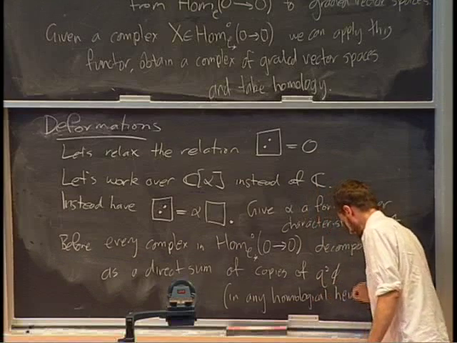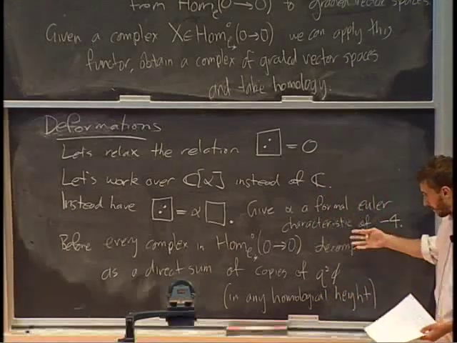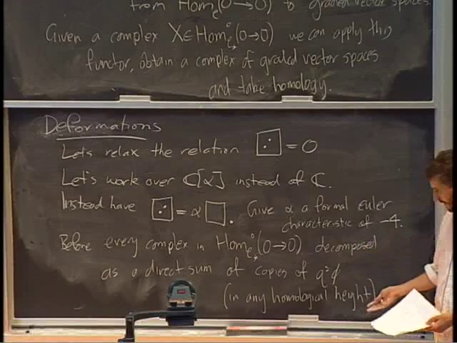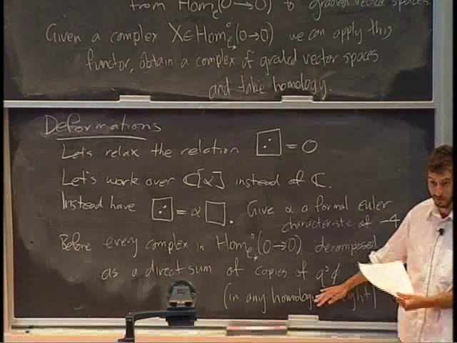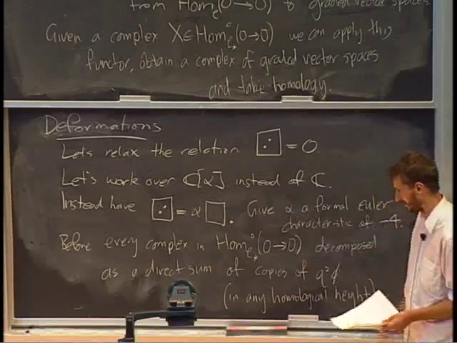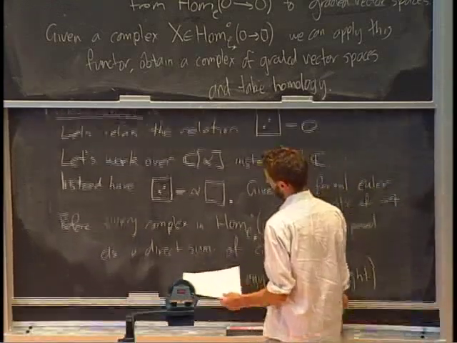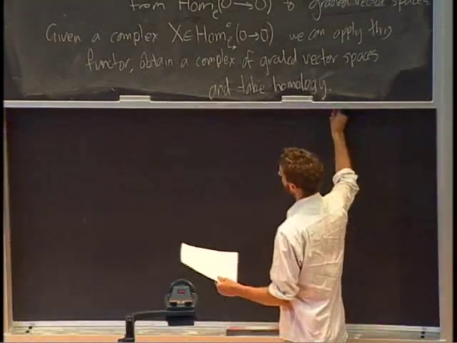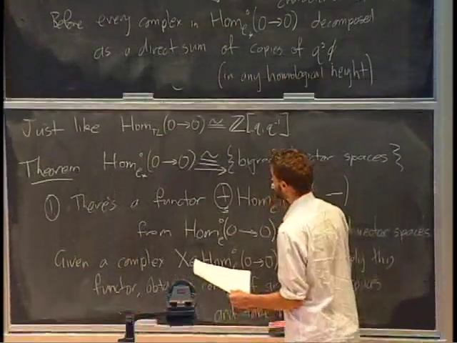So here I'm making the strong statement that every complex has a representative with no differentials. That is, think of this guy in some homological height as a complex all by itself, concentrated in one height with no differentials. And every complex is just a sum of those. That, of course, stops being true. But we get something almost as good and kind of interesting.